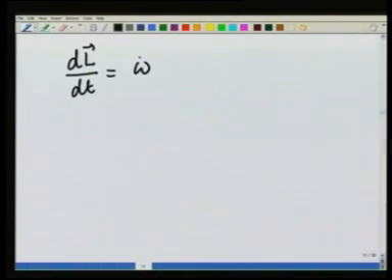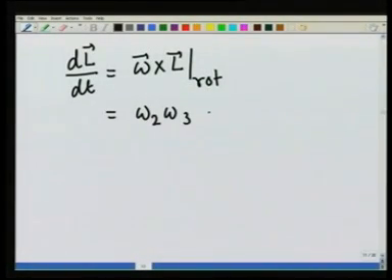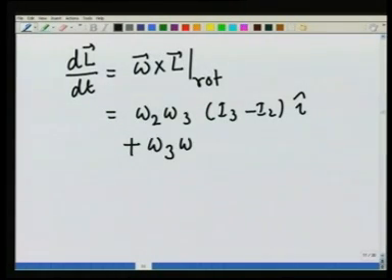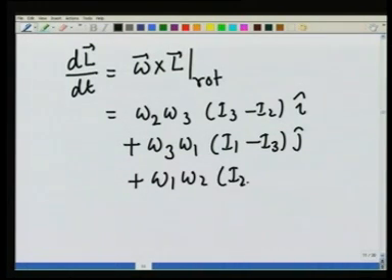So, what we notice is that in general, purely because of the rotation, only because of the rotation, because L is rotating about omega, the quantity comes out to be omega 2 omega 3 (I3 minus I2) along the principal axis 1, plus omega 3 omega 1 (I1 minus I3) j plus omega 1 omega 2 (I2 minus I1) k at any given instant.